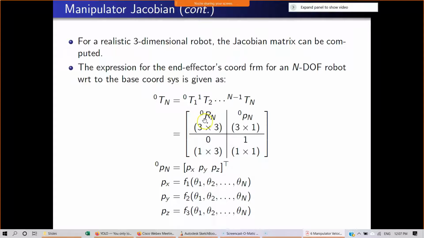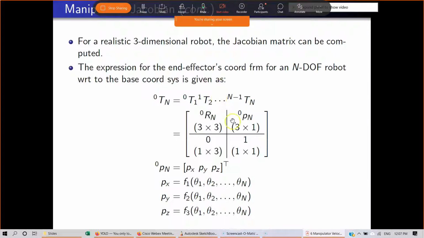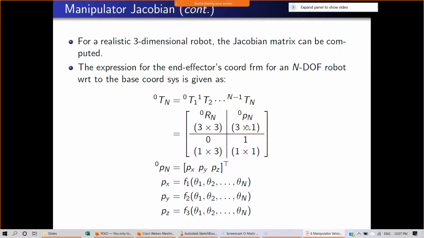We know that the top left 3 by 3 submatrix is the rotation matrix that represents the orientation of the end effector with respect to the base coordinate frame. This top right 3 by 1 vector is the position of the end effector with respect to the base coordinate frame, and the last row is always 0, 0, 0, 1. So this part right here is normally a function of the joint angle. So px is a function of theta 1 up to theta n.